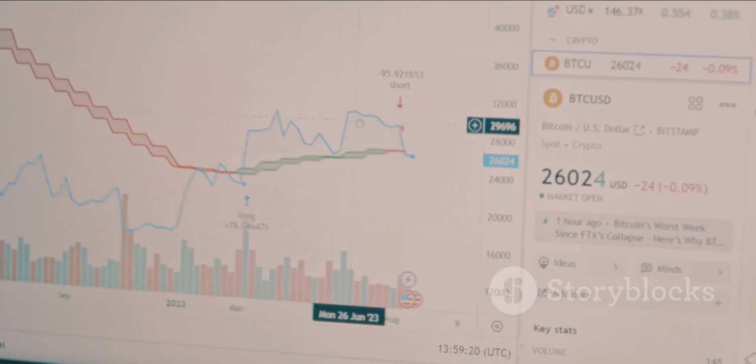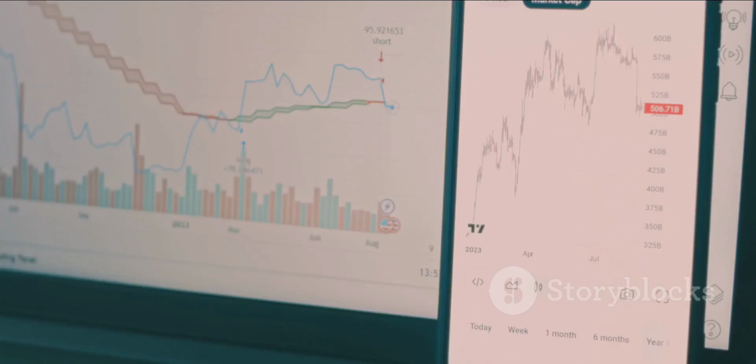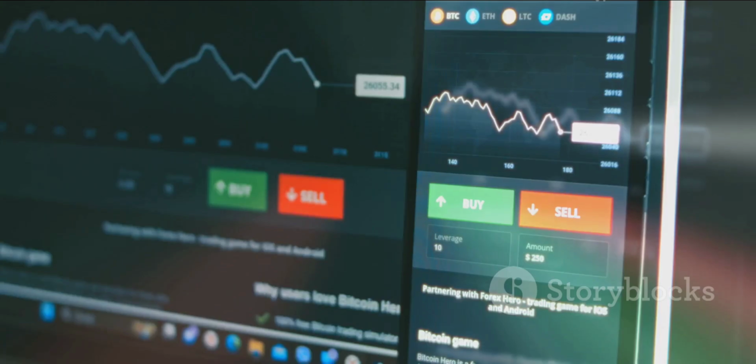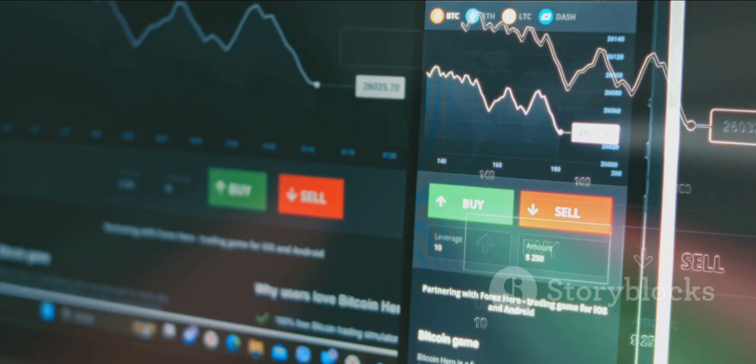Together, these three give you a clear snapshot of market strength and direction. No more guessing, just a visual system to help you make smarter trades. Let's see how to use these signals to buy or sell.